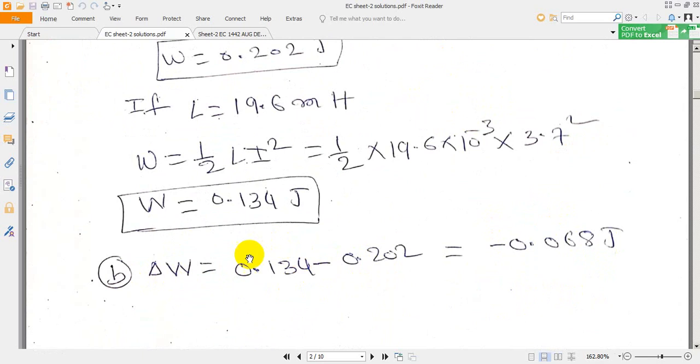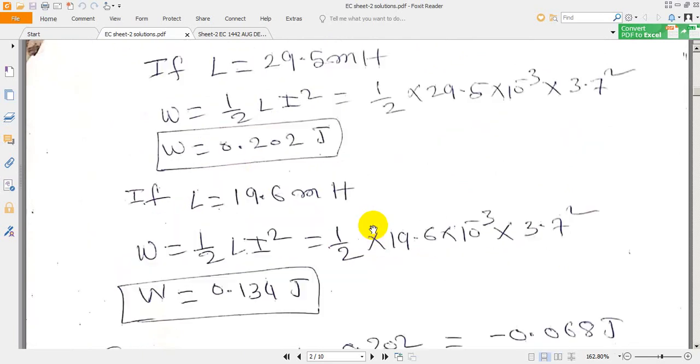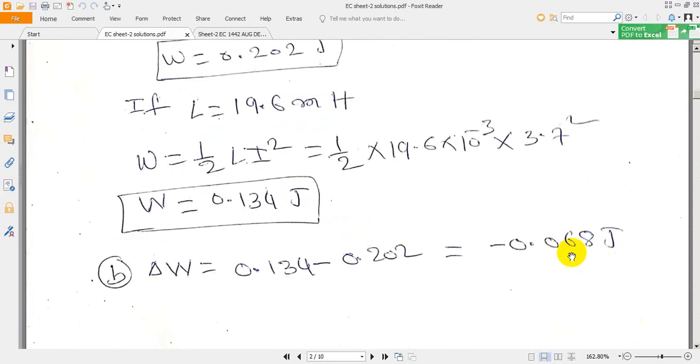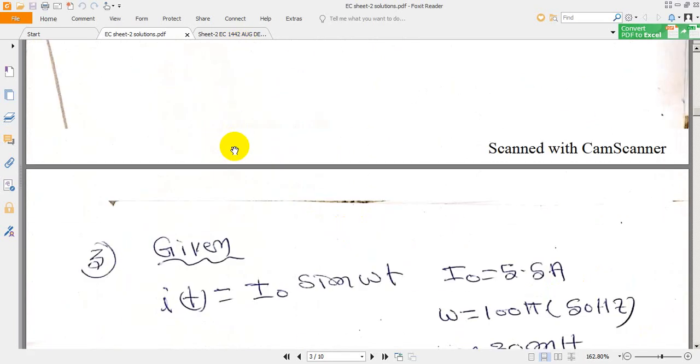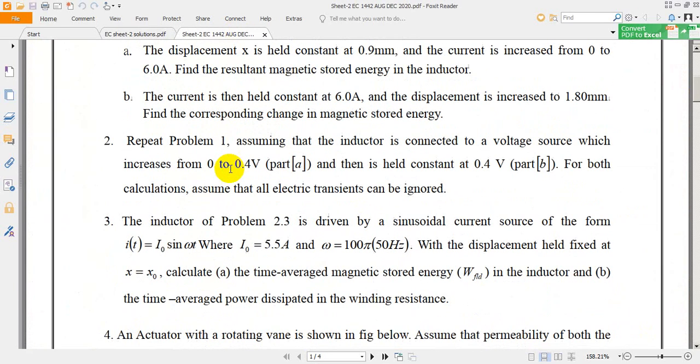Delta W is equal to W2 minus W1. W2 value is 0.134 and W1 is 0.202. This energy you will get as minus 0.068 joules. With this we have finished problem number 2. Let us go to problem number 3.